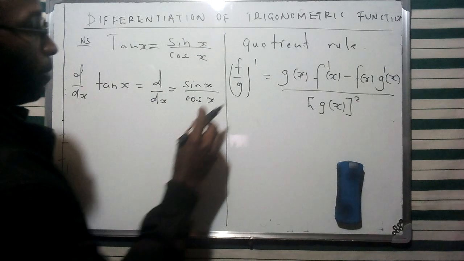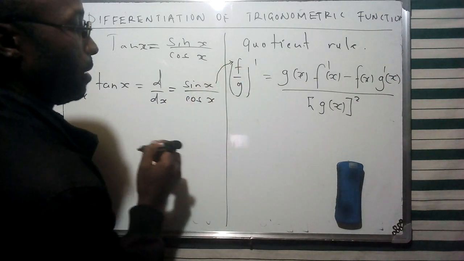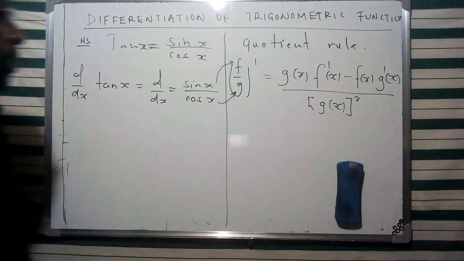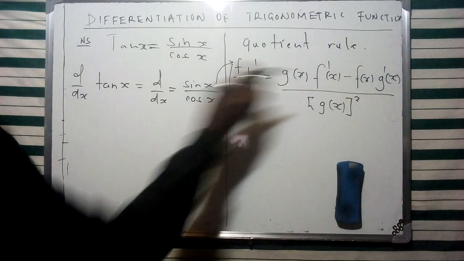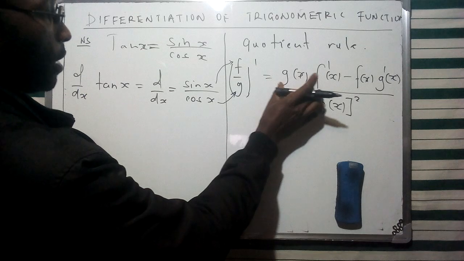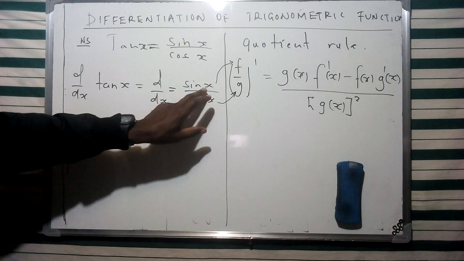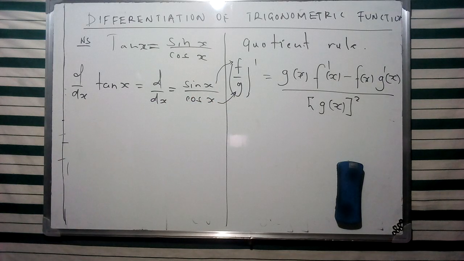So for us to evaluate this, we're going to consider the sine of x represented by the function f, and then we're going to consider the cosine of x represented by the function g given as such. Therefore we're going to apply the quotient rule. So g(x) for us is going to imply the cosine of x, and f(x) is going to imply the sine of x in that specific order.